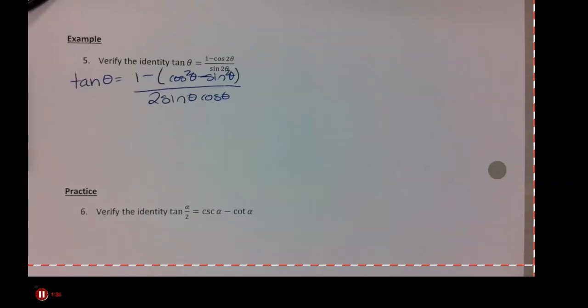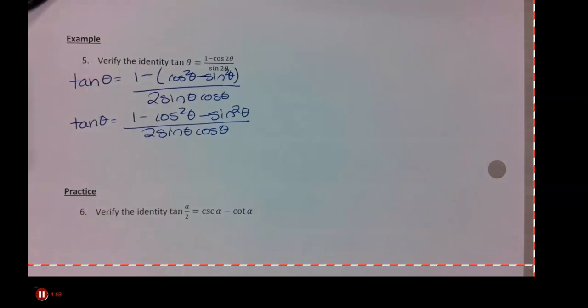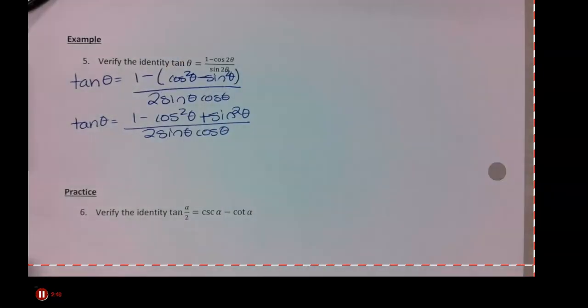Okay, then what do you want me to do? Yeah, distribute that negative. Oh wait, I did not distribute that negative. The sign should turn positive.